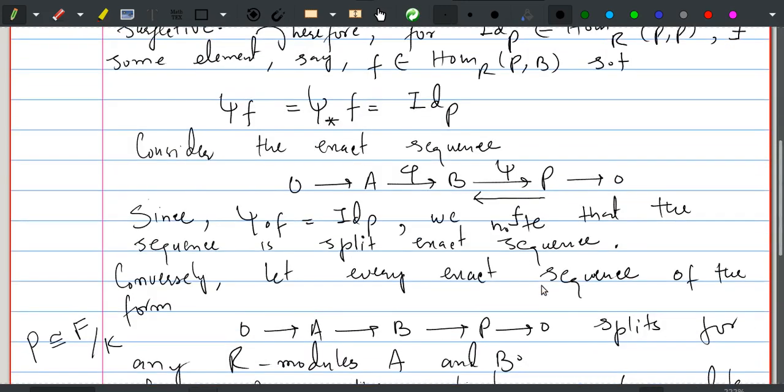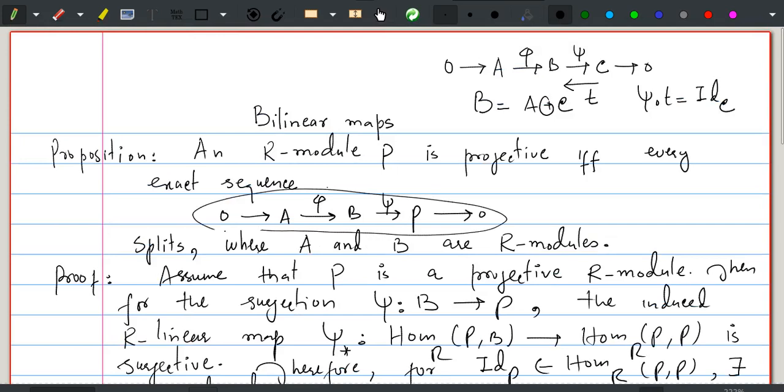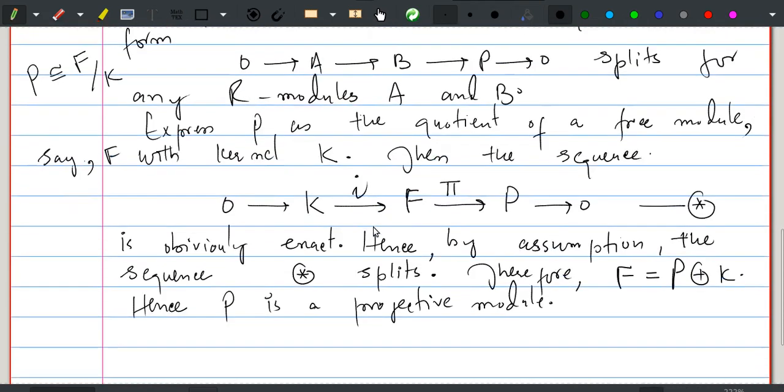Therefore, if every sequence like this splits, then P is always a projective module, where A and B are arbitrary modules.